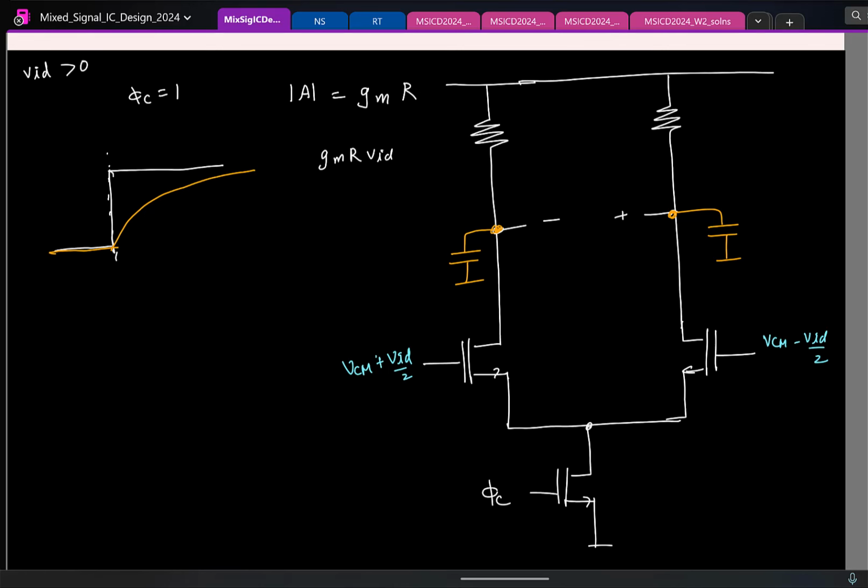Okay. So can you tell me what is the closed form expression for Vout then? If it's exponentially rising like this, GMR into VID, that is the final value, times 1 minus e power minus t by tau. That's how it's going to change. And of course, as you see, this is going to take a long time. The comparator is going to respond slow.